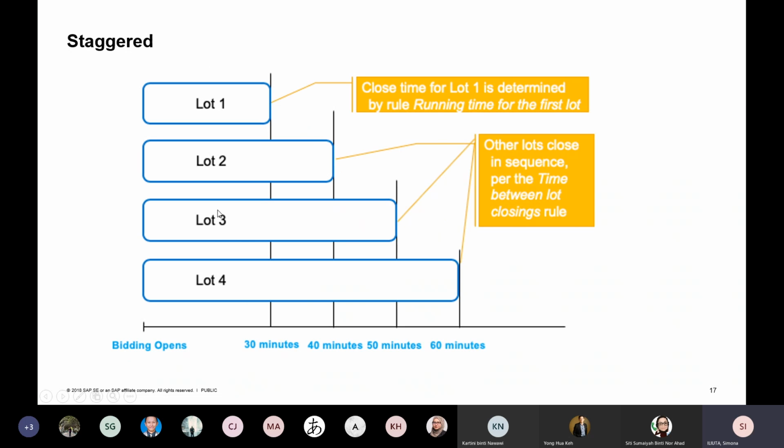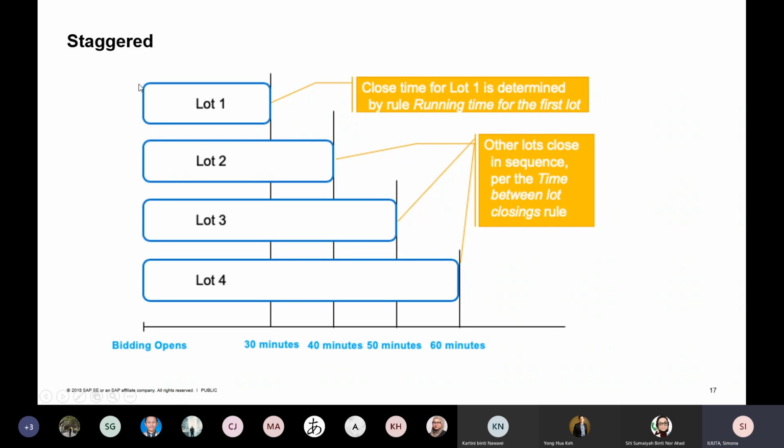For staggered, all the line items open at the same time. We have a field called running time for the first lot, and then we have a second field, time between lot closing, and this will govern this rule. In this example, you have 30 minutes for the first lot, and then you have a 10 minutes difference for the second lot.